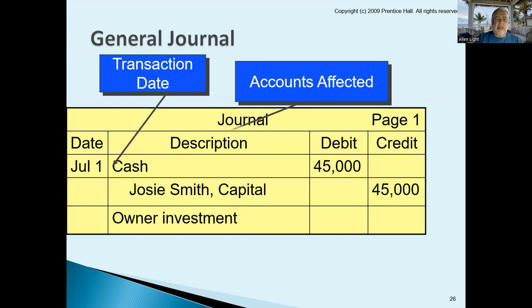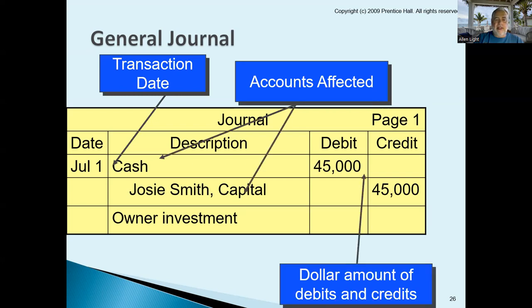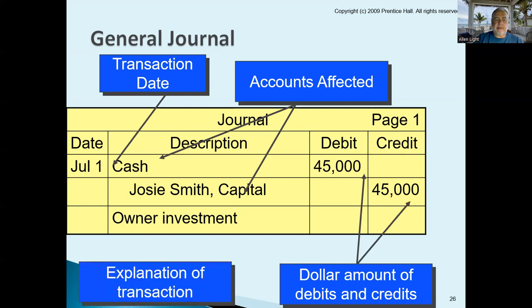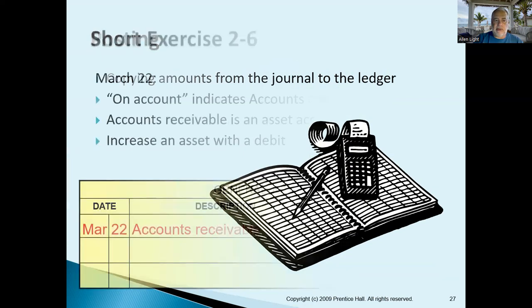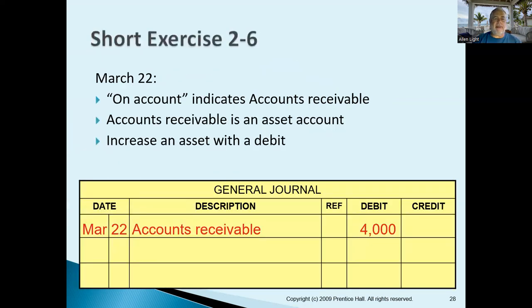Transaction date, our accounts affected, and the dollar amounts. And there's the explanation of what we just did, okay? That is a typical general journal entry. Very simple journal entry. Now from here, we're going to copy it into the ledger on the various account pages. So this is how we do that, okay?